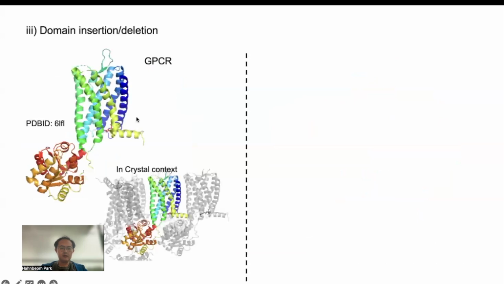The third type of modification is domain insertion or deletions. It was extremely difficult to determine some sorts of proteins, and some scientists invented how to stabilize proteins by inserting certain domains like this. This is purely for protein stabilization or crystallization, with no biological meaning. We assume that this domain insertion doesn't affect much of the protein structure, but anyway, it's not a part of the protein biological unit. When you use this structure, you have to delete that part.